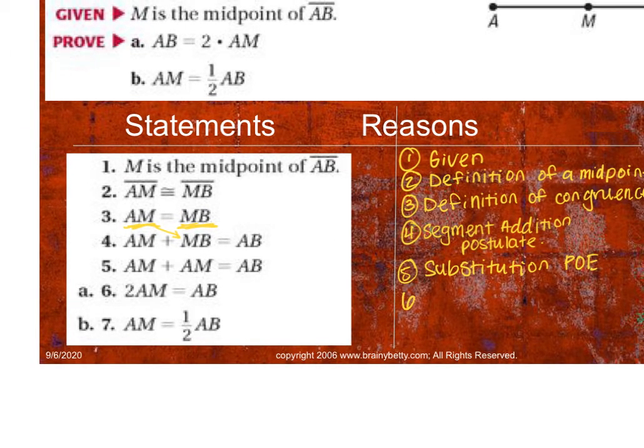Number 6. In order to get there, all we did was add like terms. So this would be considered a simplify step. And then to get from step 6 to step 7, we use the division property of equality.